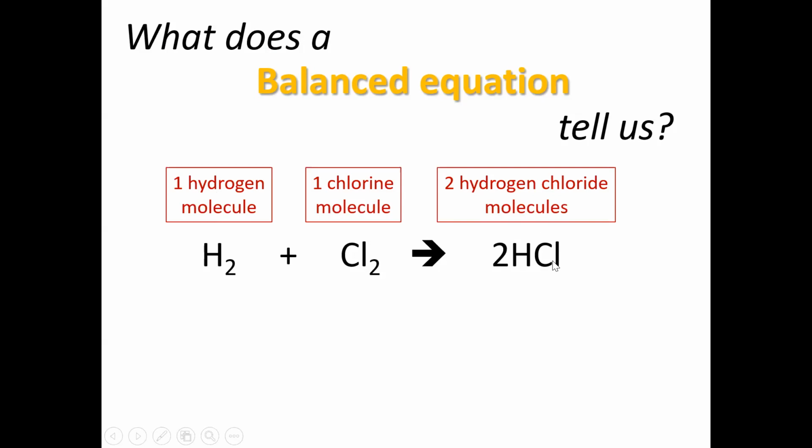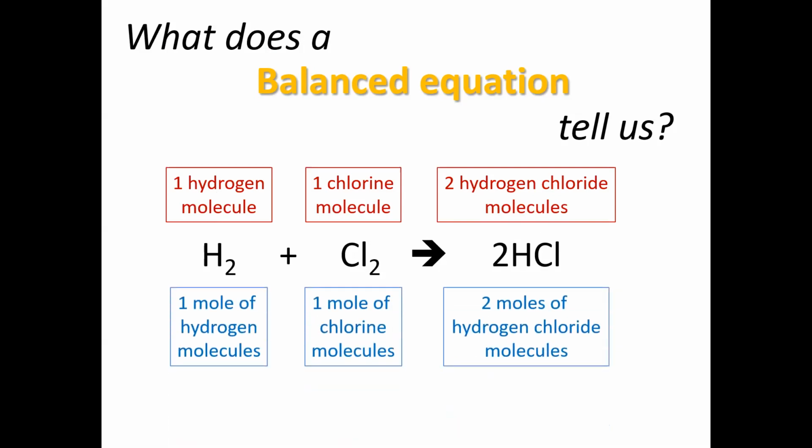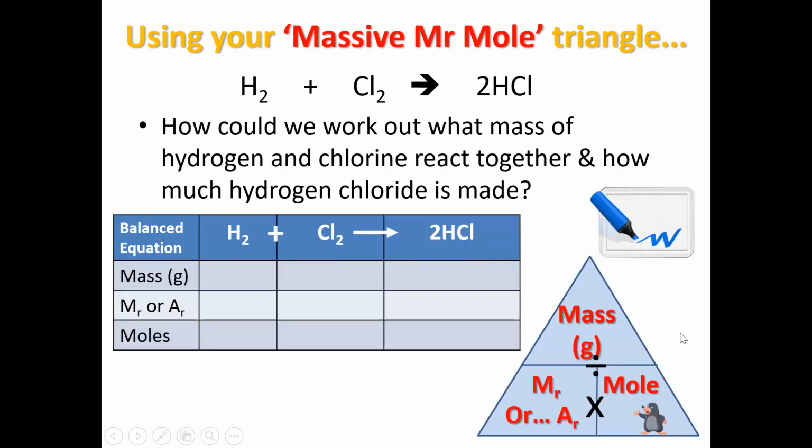Now, that balanced equation will also tell you that 1 mole of hydrogen molecules, because you haven't got a number in front of the hydrogen, then you presume it to be 1 mole, will react with 1 mole of chlorine molecules, and again you can assume there's 1 because there's no number in front, to give you 2 moles of hydrogen chloride molecules, and the 2 moles is because you've got the coefficient 2 at the beginning there.